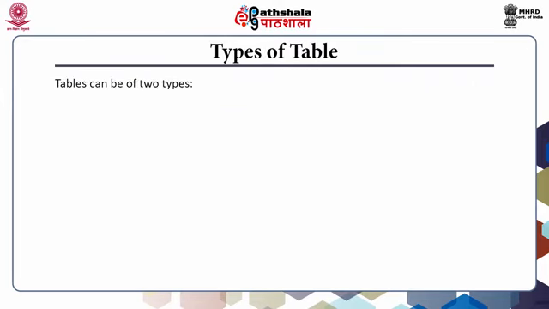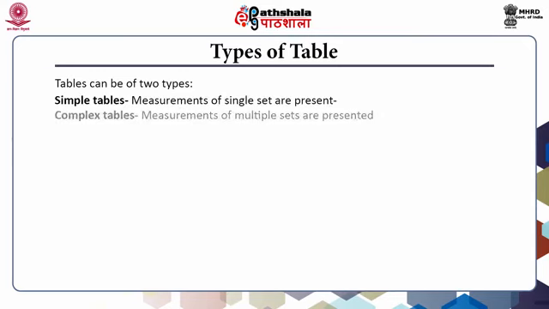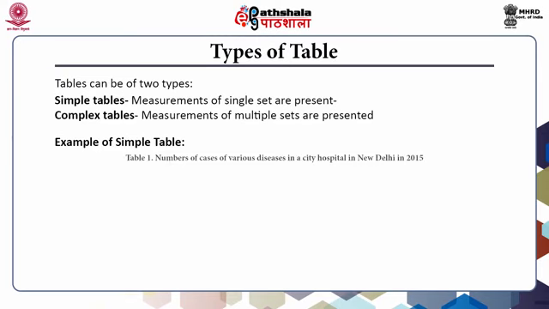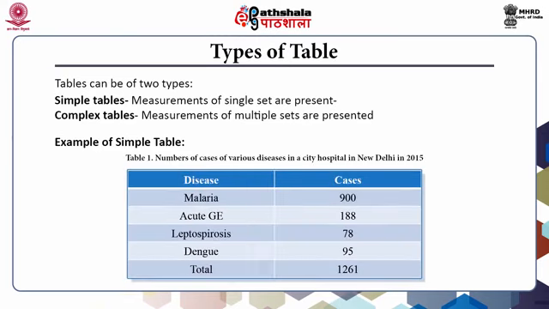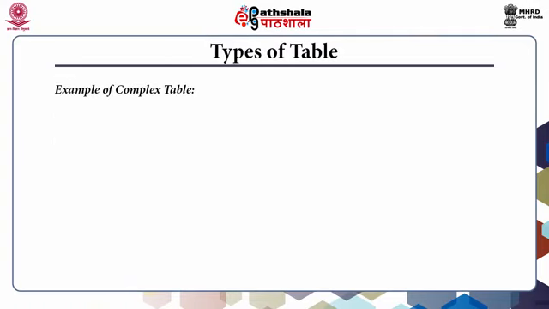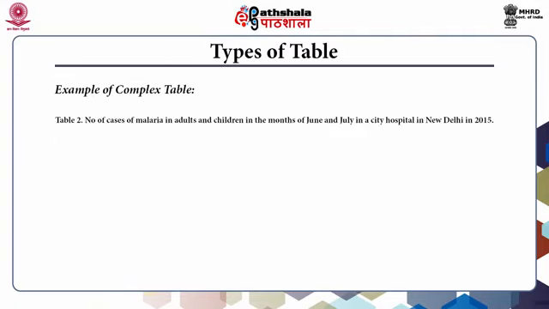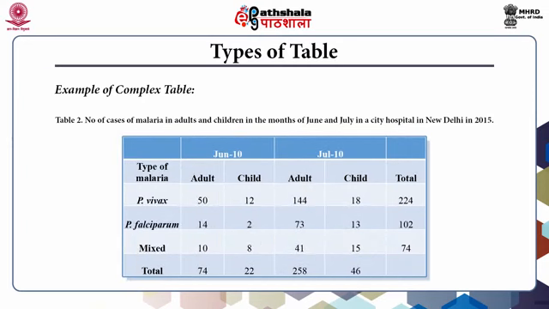Now we look at two types of tables. Simple tables, where measurements of a single set are presented, and complex tables, where measurements of multiple sets are presented. An example of a simple table is given below, with the number of cases of various diseases in a city hospital in New Delhi in 2015. This is imaginary data. Here we see an example of a complex table. It shows multiple parameters fed into one table. Number of cases of malaria in adults and children in the months of June and July in a city hospital in New Delhi in 2015.